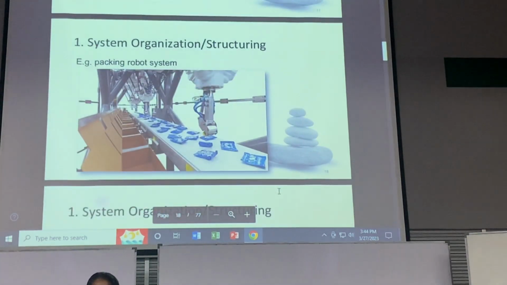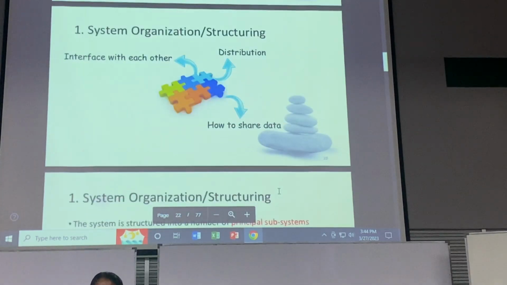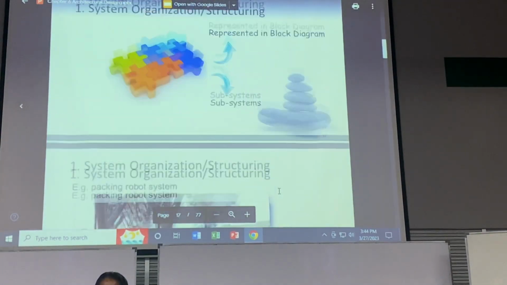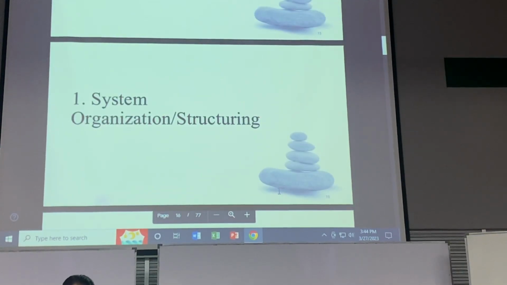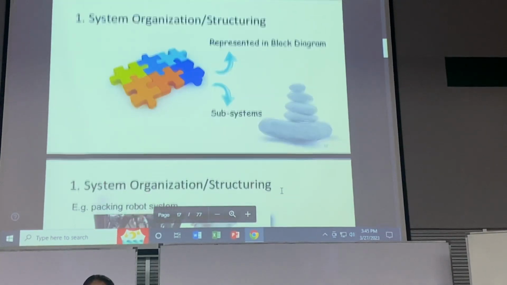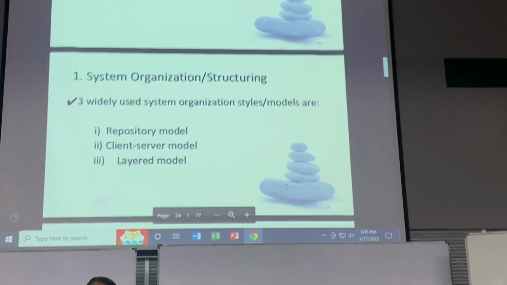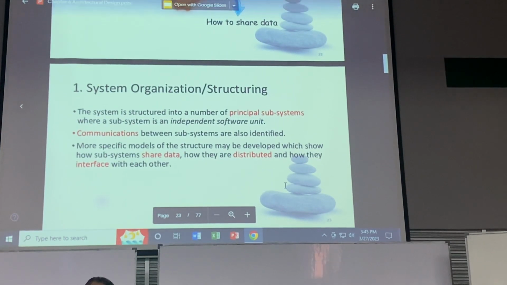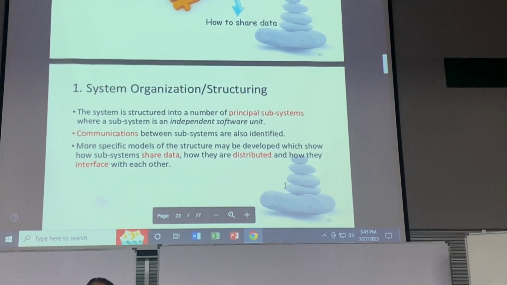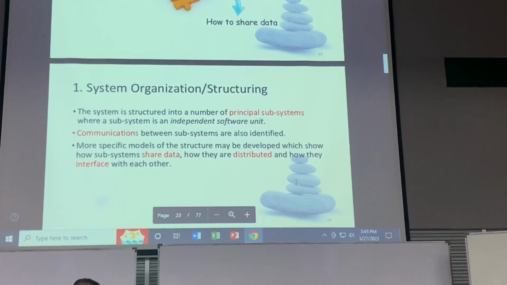When we talk about system organization and structuring, these are the definitions. System organization is basically a structure into a number of principal subsystems. A subsystem is an independent software unit. This is where the communication between the subsystems will be identified.